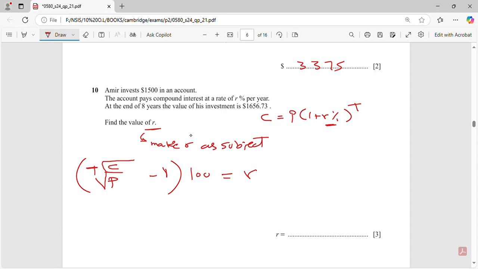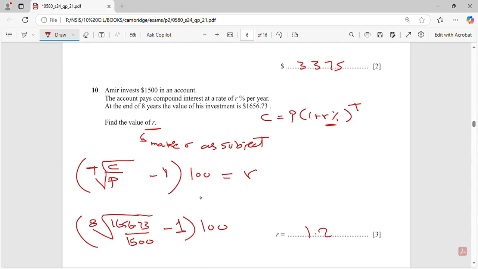That's all. So what I have to do in this condition is just substitute all these values. So it will be the root, after 8 years it will be the 8th root, for the value of C, which is 1656.73. This is all divided by the principal, which is 1500. This is all, as you can see, minus 1. And this all has to be multiplied by 100. Now I have to use the calculator and find out the final value, which will be 1.25.